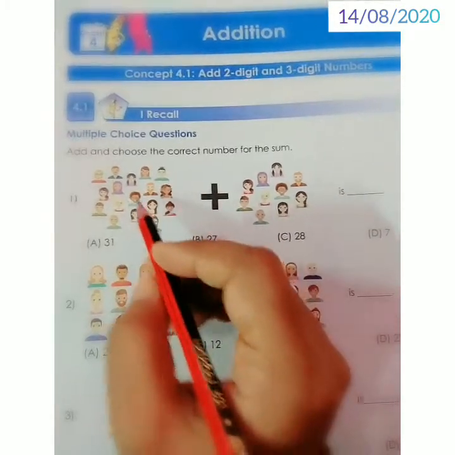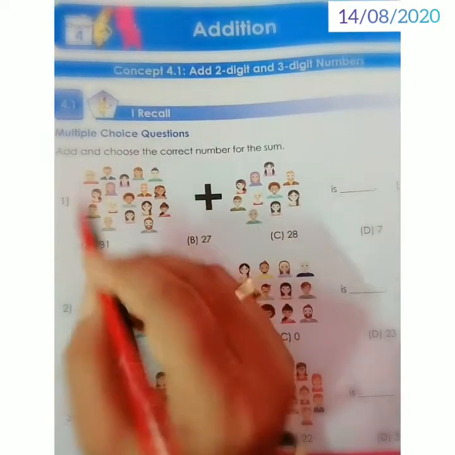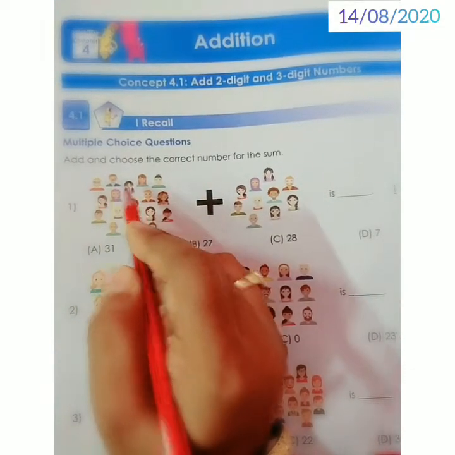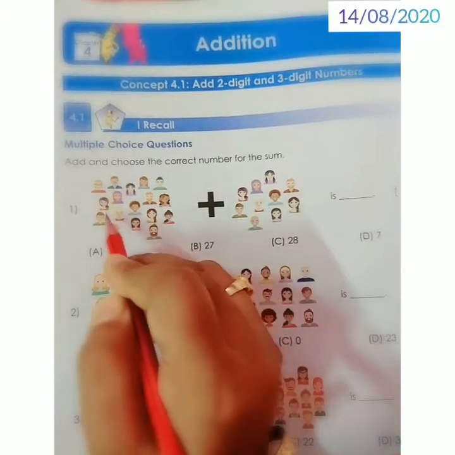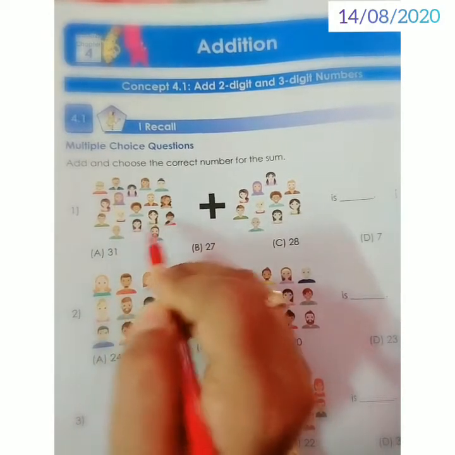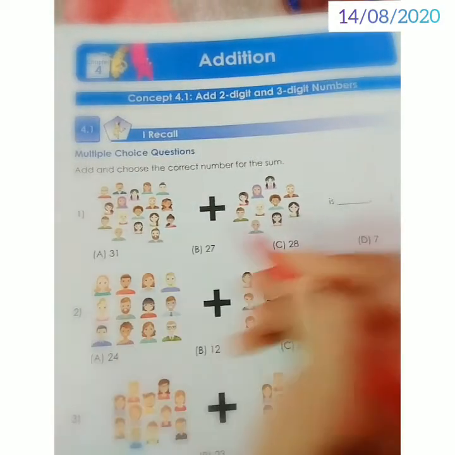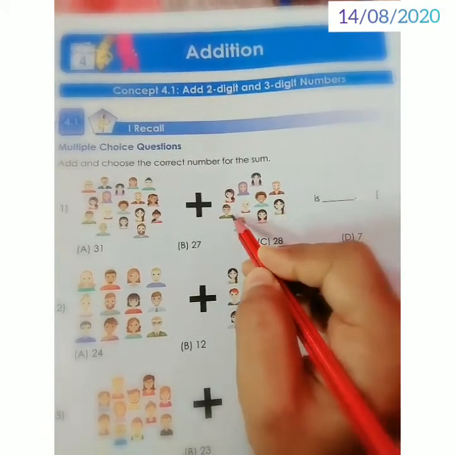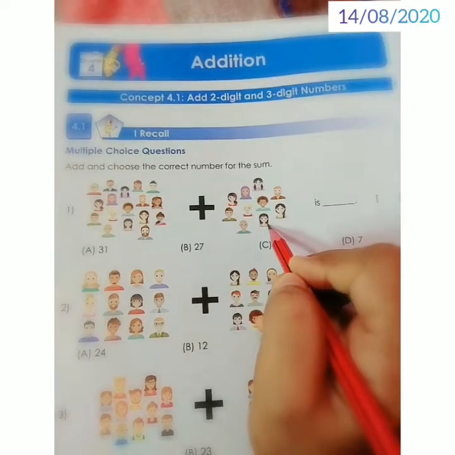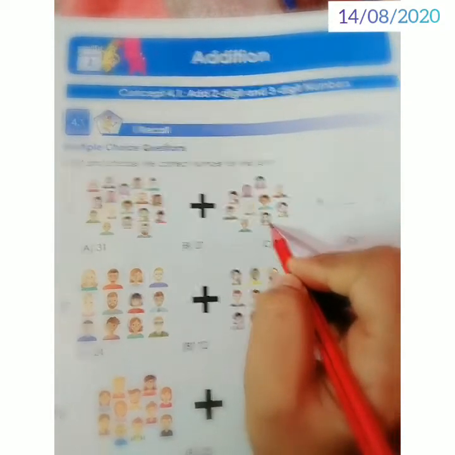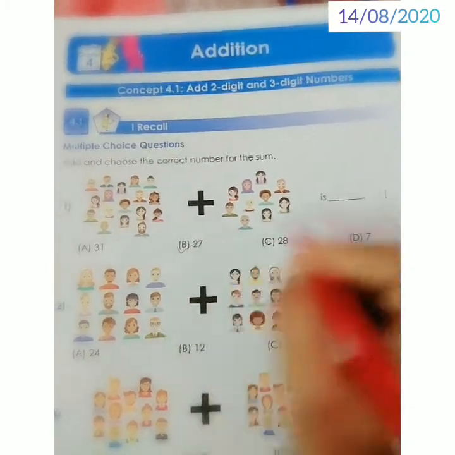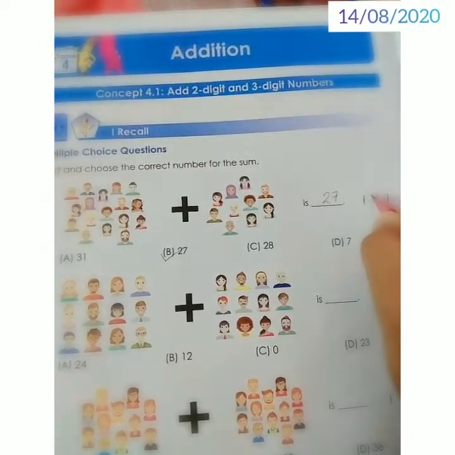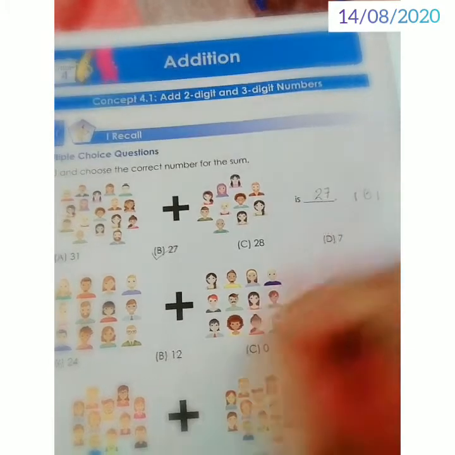So let's count together. How many people are there over here? 1, 2, 3, up to 17. Then over here 18, 19, up to 27. So dear children, the correct answer is 27. Write down over here 27 and the correct option is B.